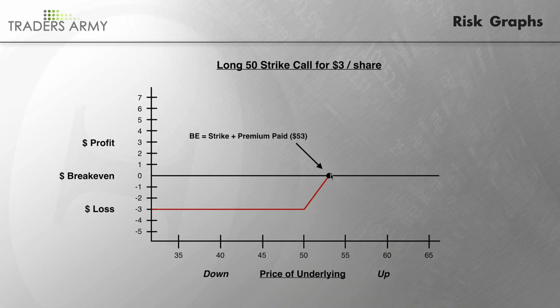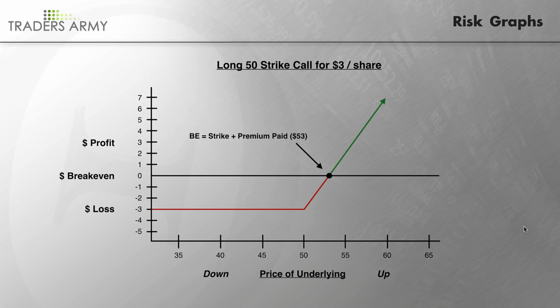Now, what about above 53? If the stock goes to 54, well, we will have $4 worth of intrinsic value. $3 covers our premium paid. $1 is a profit. If the stock goes to 55, our option has $5 worth of intrinsic value, which covers our $3 cost and gives us a $2 profit. And how much higher could the stock go? Well, the stock could continue to go to 60, 65, 75, 85, 105, 1,005 if it could. And at expiration, or before expiration, I should say, we have an infinite profit potential.